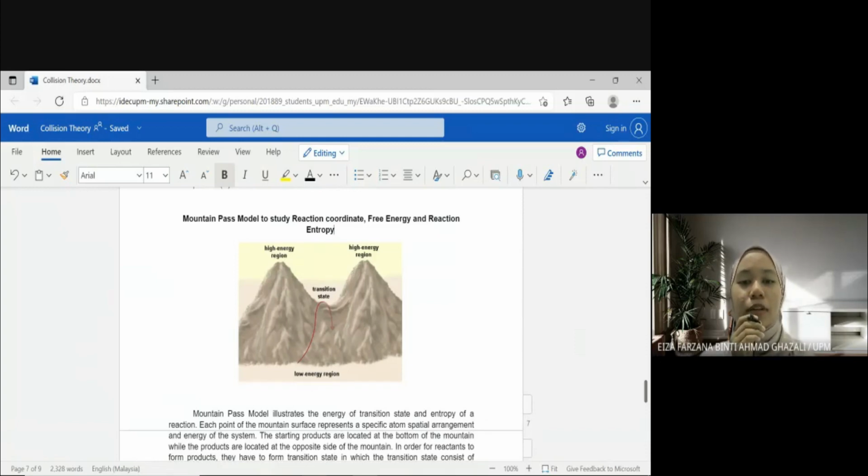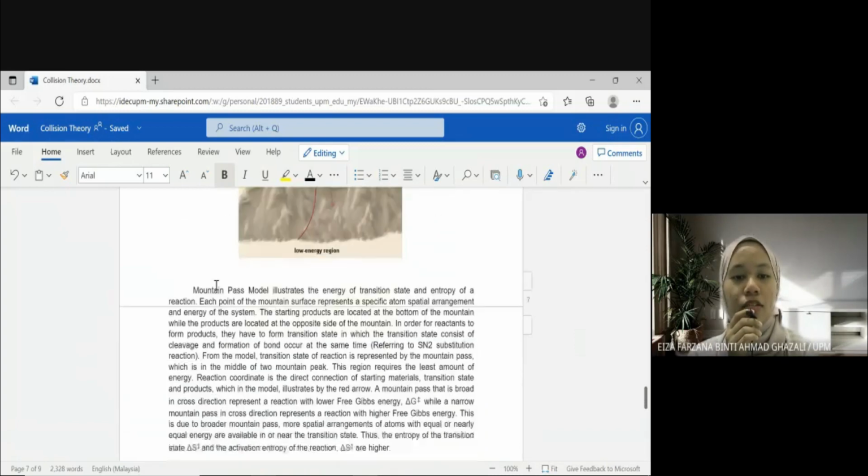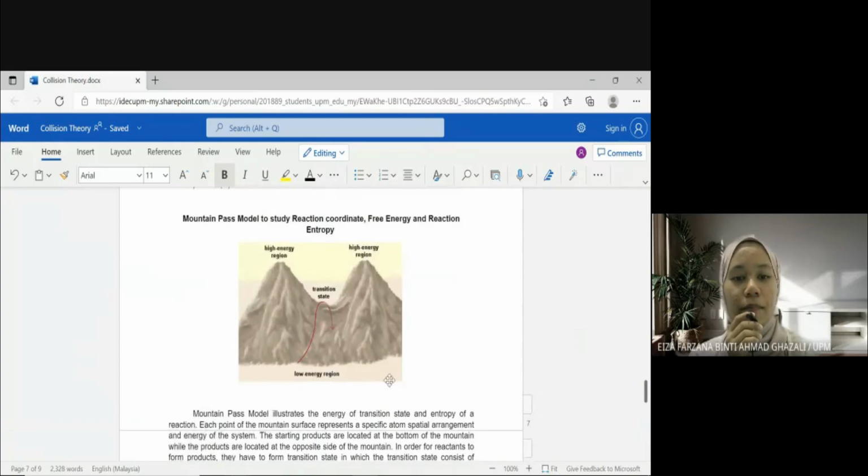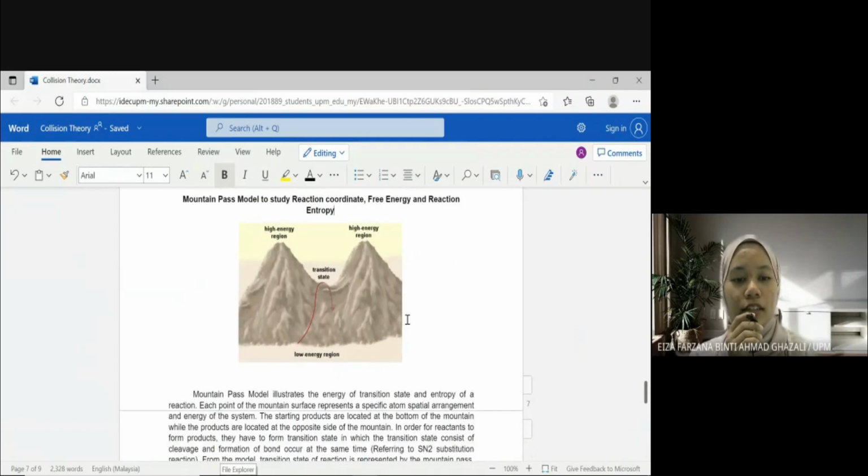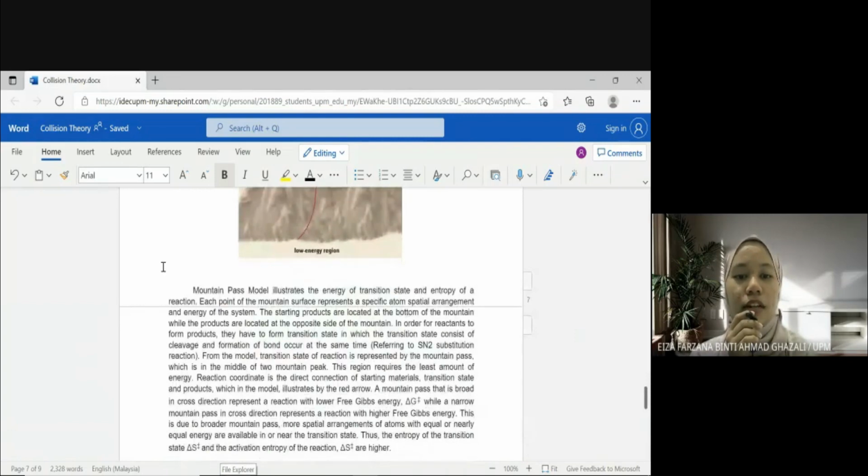So now I will explain a little bit about the technique to study the transition state. Based on the transition state above, we can correlate it with a mountain pass model to study the reaction coordinate, free energy, and also the reaction entropy. You can see from this diagram, there is a two-peak mountain here in which this mountain pass model will illustrate the energy of the transition state and the entropy of a reaction.